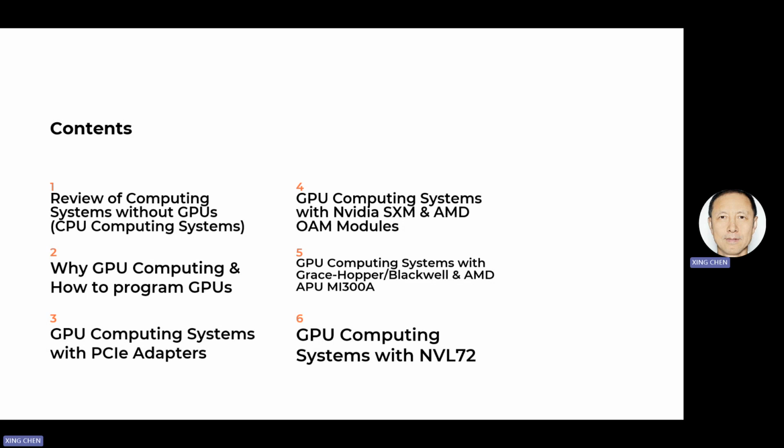Then we are going to have a look at the GPU computing systems with the Nvidia SXM module or the AMD OAM module. From section 3 to section 4, there is no revolution. There are architectural evolutions, but things are moving forward. Then we are going to have a look at the GPU computing systems with Grace Hopper or Grace Blackwell, or the AMD APU MI300A.